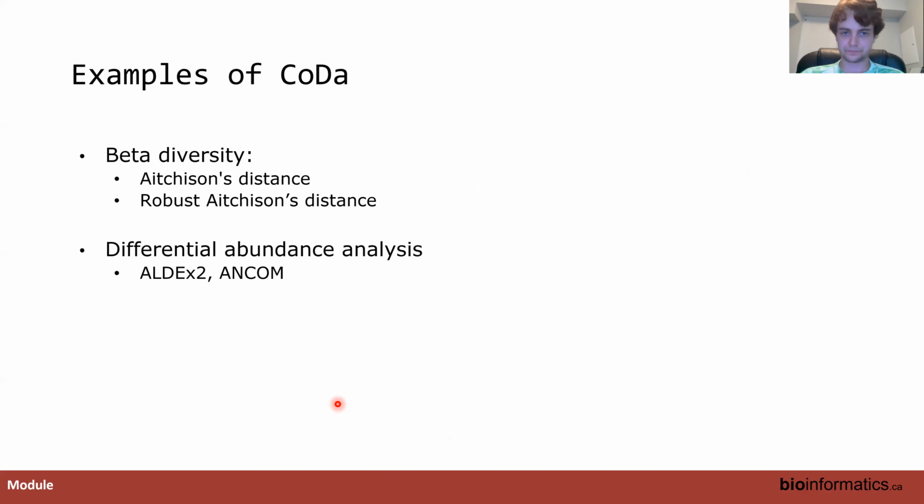And despite this, there are many examples of CODA analysis in microbiome literature. So in beta diversity, we have Aitchison's distance and robust Aitchison's distance, which is just an add-on to the previous Aitchison's distance that makes it a little more accurate for highly sparse microbiome data tables. And then we also have two tools, one of which we're going to highlight in our tutorials, for differential abundance, and that is LDEX2 and ANCOM.